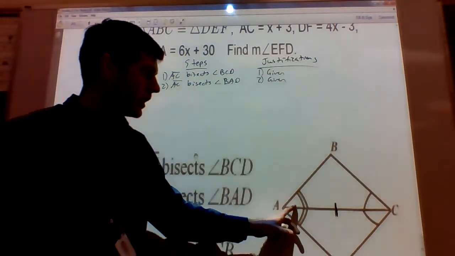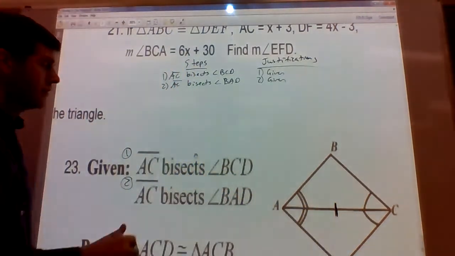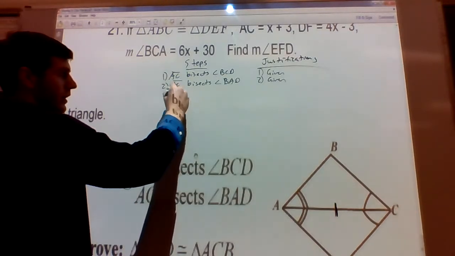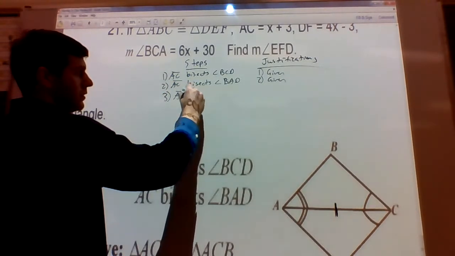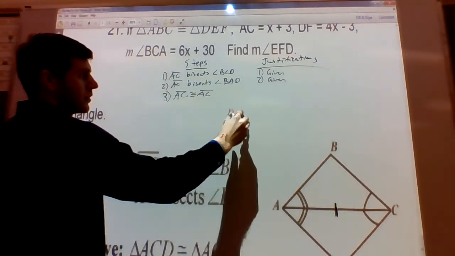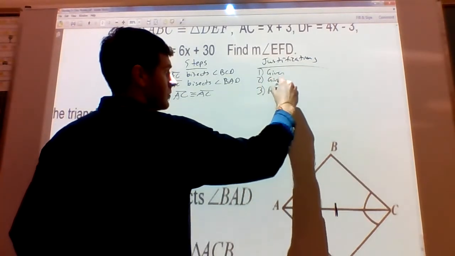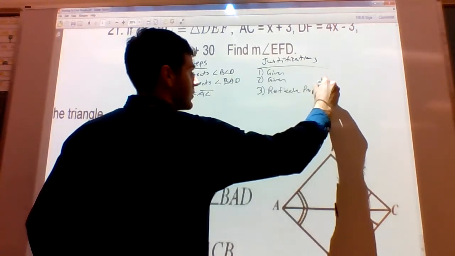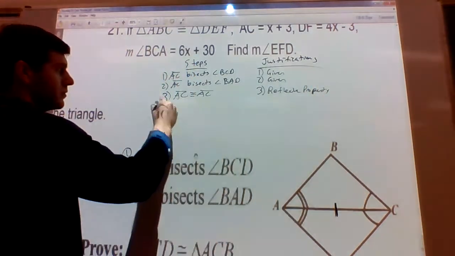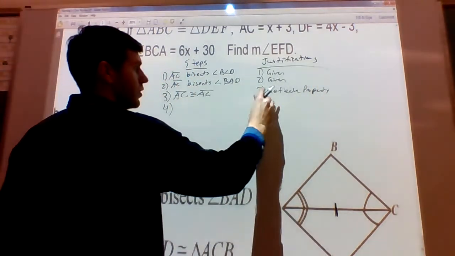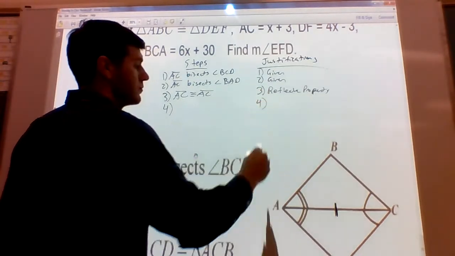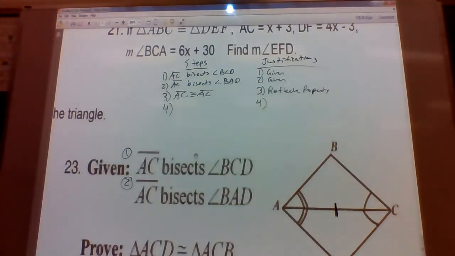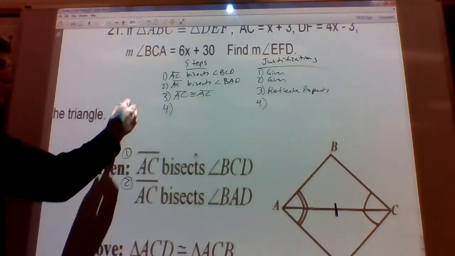Step 2, look for shared sides or vertical angles. Here we have a shared side. So we know AC is congruent to AC by the reflexive property of congruence. Okay. So step 1, write the givens. Step 2, look for shared sides or vertical angles. Step 3, use the given. So let's use our first given.